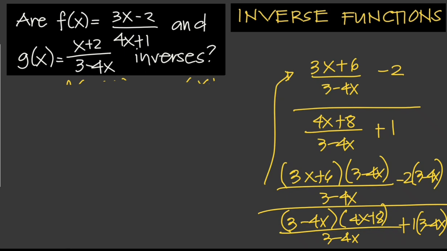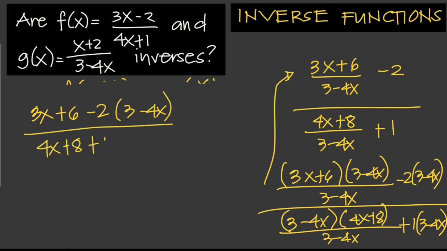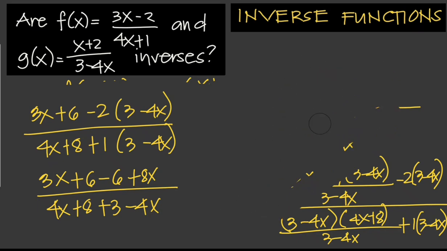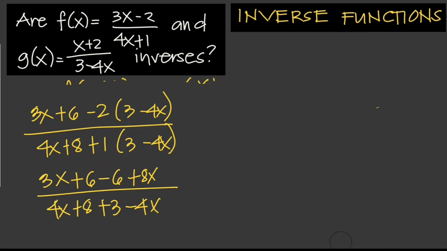Then by reducing the fractions, we have 3x plus 6 minus 2 times 3 minus 4x over 4x plus 8 plus 1 times 3 minus 4x. Then we combine like terms. We have 3x plus 6 minus 6 plus 8x over 4x plus 8 plus 3 minus 4x. And this one is equivalent to, say, 11. Okay, 11. 3 plus 8 is 11x.